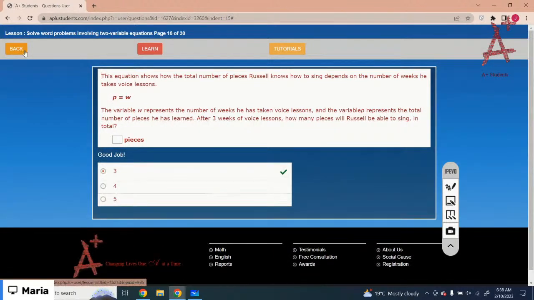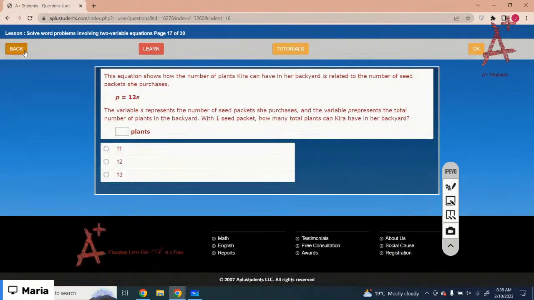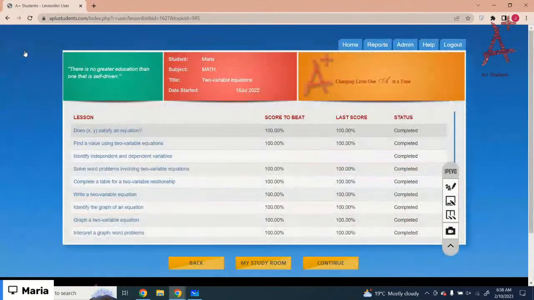Okay, you can complete the test by yourself later today. So we're working on grade 6 maths. The chapter we're working on is two variable equations, and we have covered the lessons. They are: does xy satisfy an equation? Find a value using two variable equations. Then identify dependent and independent variables and solve word problems involving two variable equations. These are the lessons we have covered today. So please make sure before the next session you complete all the test questions for the lessons we did today.